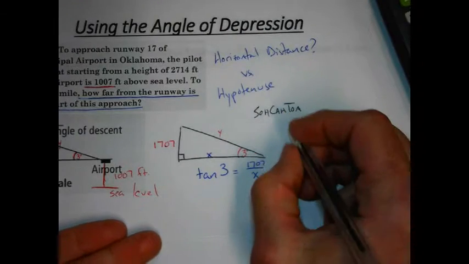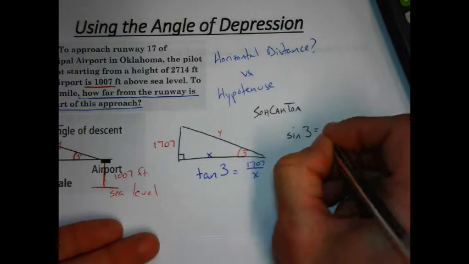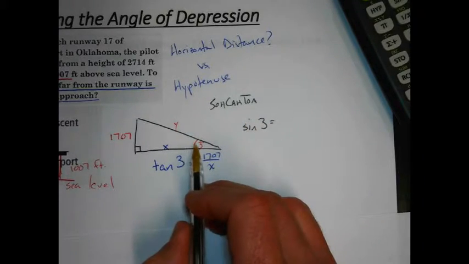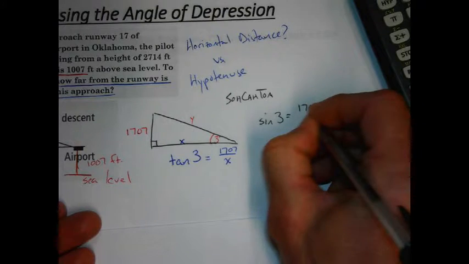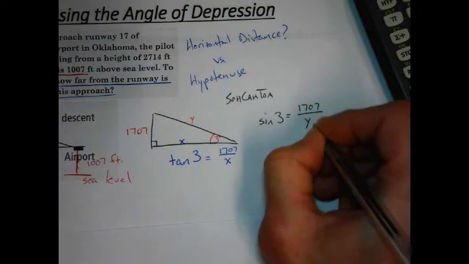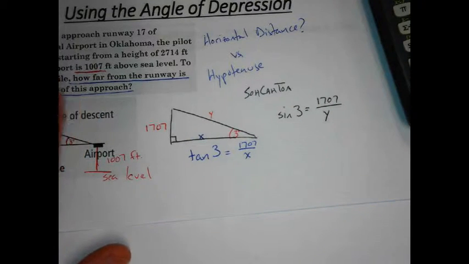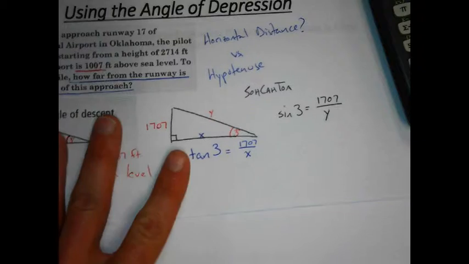If we were talking about the hypotenuse, people would say, well, the sine of that 3-degree angle measure would be the opposite over the hypotenuse. So it depends on how you're viewing the question, how far from the runway. Either way, let's solve it.